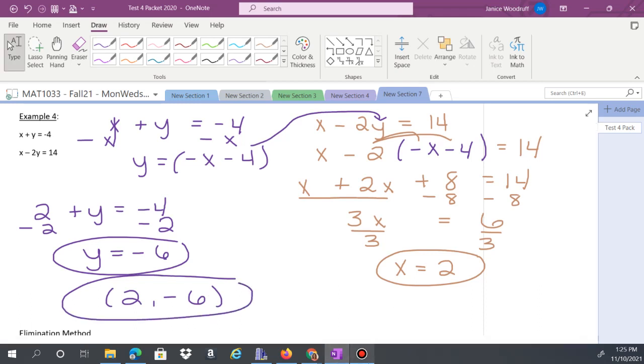And then just check that. So 2 plus negative 6 is negative 4. Works in the first equation. Then 2 minus 2 times negative 6. So negative 2 times negative 6 is positive 12. So 2 plus 12 is 14. Works in the second equation as well.